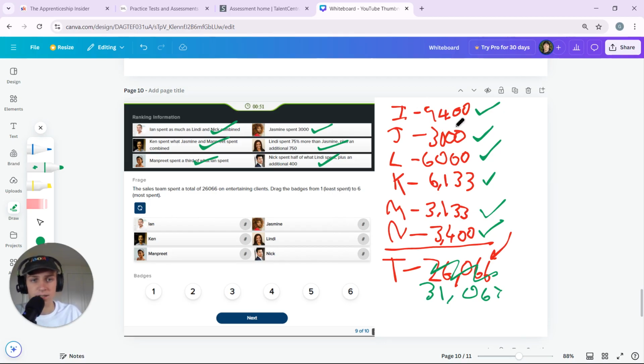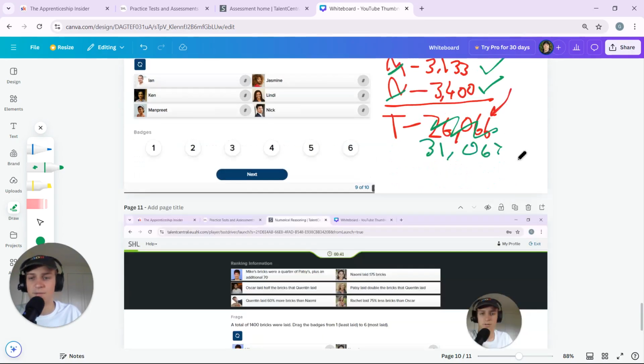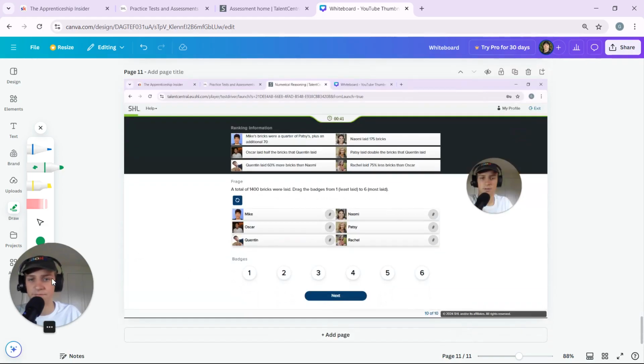So I'd come in and say the least spent is going to be Manpreet, so I'll put the 1 next to Manpreet. No, see, that's where you can make it super easy to miss one. So this is why you're double, triple checking. So the lowest was Jasmine, then Manpreet, then Nick, then Linda, then Karen, and then Ian. Okay, and then I double check that a couple of times, just to make sure, and there you go. So shame the question didn't work again, but that's how you do it.